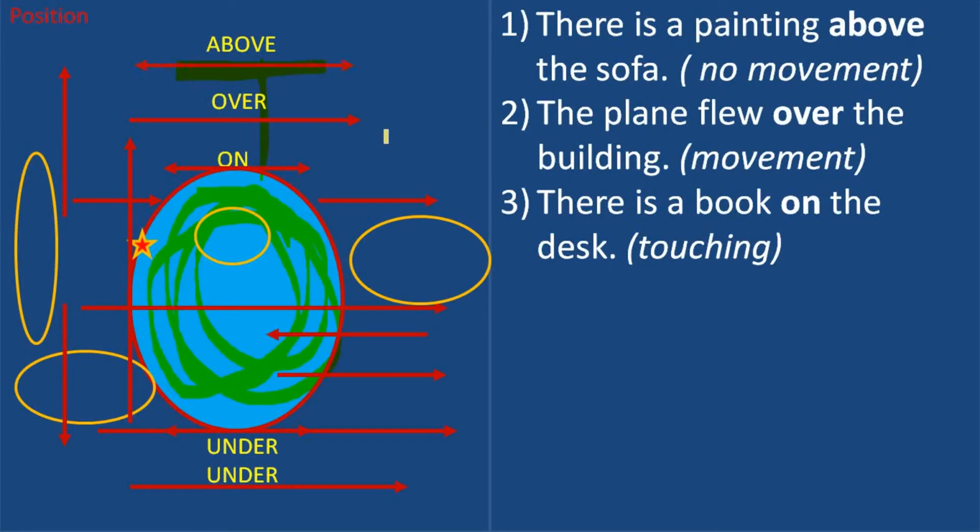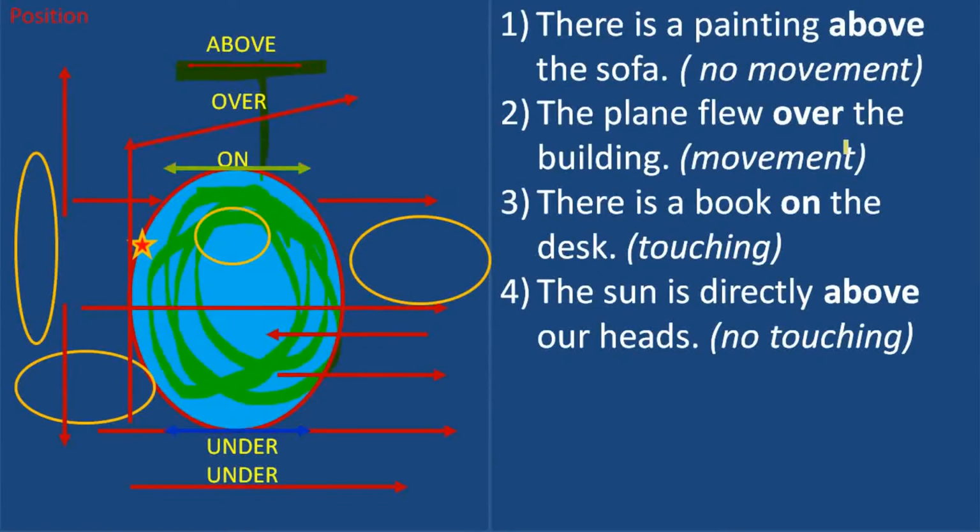Okay. When something goes over something with speed and it will not stay there, that time we will use over. For example, the plane flew over the building. And if something stays on something by touching, that time we will use on. For example, there is a book on the desk. If you think about book and desk, you must be able to imagine that they are staying by touching. So we will use on.